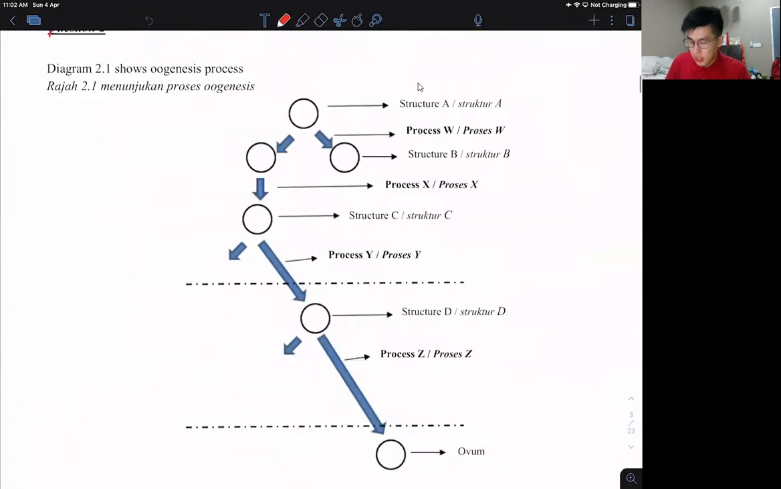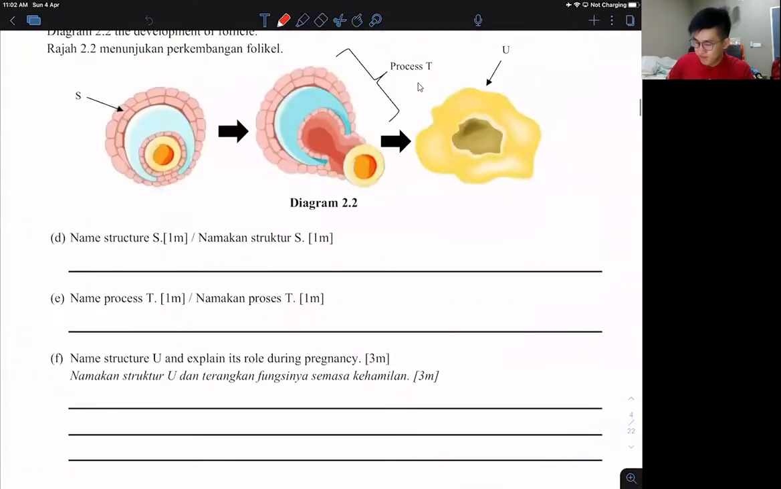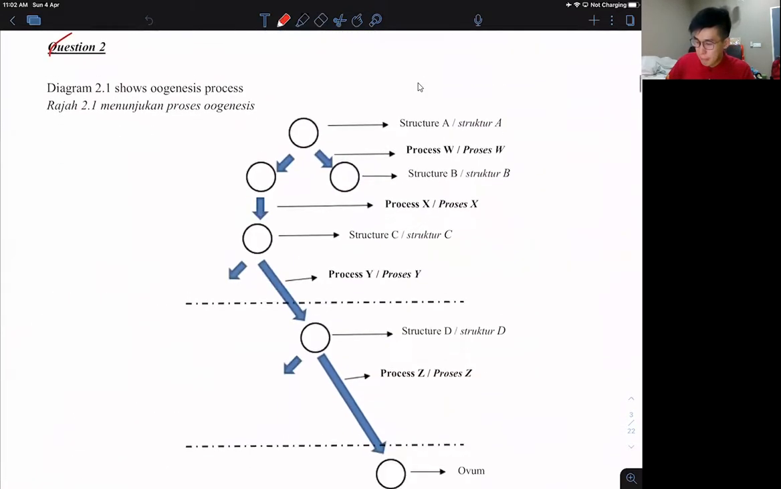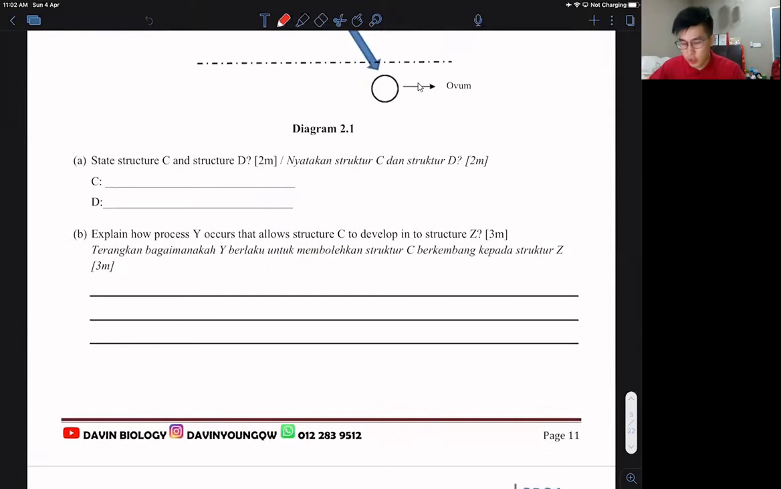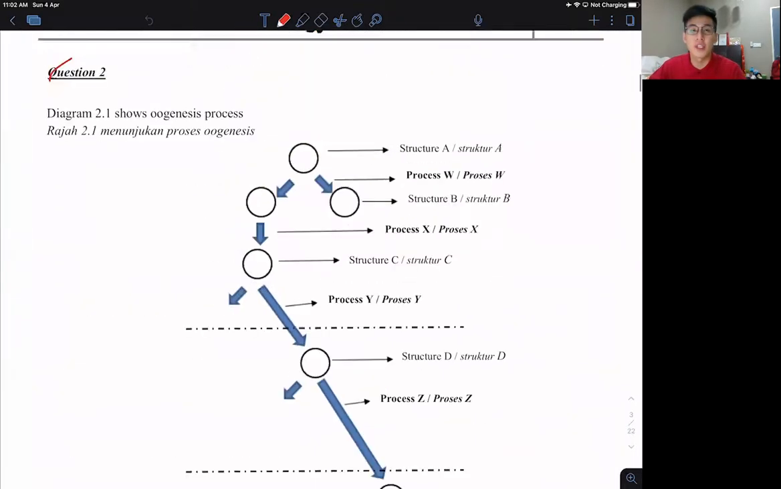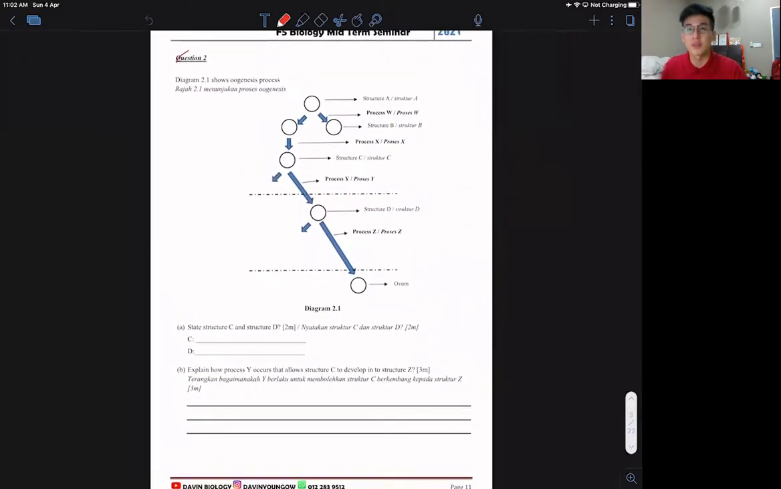Okay, now we do one oogenesis question. Question 2 is quite a good question. This is oogenesis, where you can see I already put the whole oogenesis process here. Try to do A and B first. I'll go to the toilet for a while. In case you don't have the notes now, I put them here first. Okay, one minute.